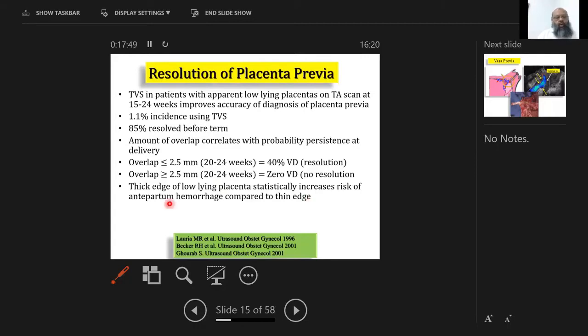Thick edge of low-lying placenta. So first we described low-lying, then we discussed the partial placenta previa, which is the partialis. The thick edge of low-lying placenta statistically increases risk of antepartum hemorrhage compared to thin edge.